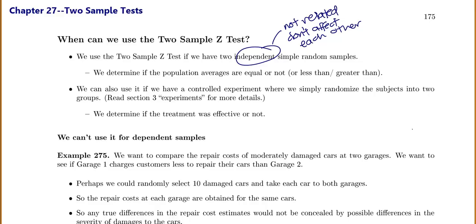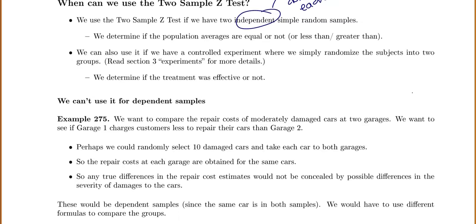And we use this test to determine if our two population averages are equal or not, or also less than or greater than. We can also use this test, so we can use the exact same computations, if we have a controlled experiment. Now, if you don't remember what experiments are, you can go back to chapter 2. You can also read section 3 in this chapter, chapter 27, for more details. But if we have a controlled experiment where we simply randomize the subjects into two groups, and we want to see if any treatment was effective or not, we can use this two-sample z-test. But the important thing here is that we can't use the two-sample z-test for dependent samples.